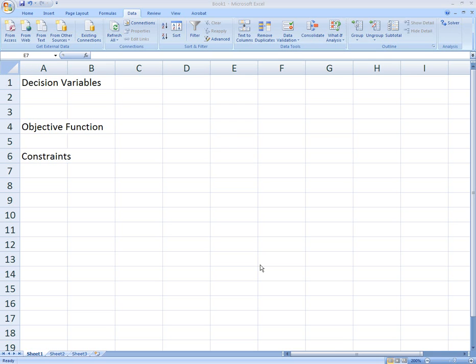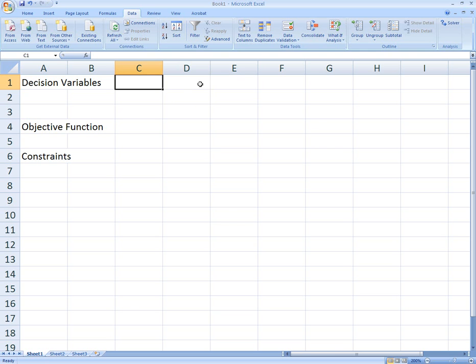So a linear programming problem will have three things. Number one, decision variables. Number two, an objective function. And number three, constraints. Well, Microsoft Excel doesn't know what a decision variable is, but it does know what a cell is. So I'm going to have particular cells, for example D1 and D2, represent our decision variables.